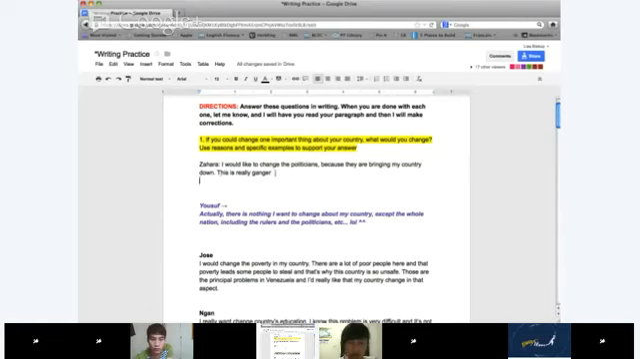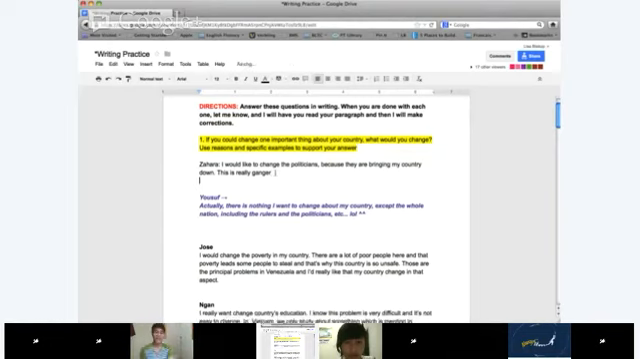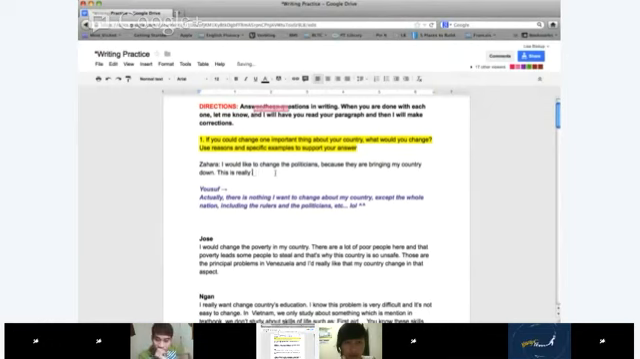Okay. So I wrote here, I would like to change the politicians because they are bringing my country down. And then what did you want to say here? This is really what? Dangerous? This is the correct, carrying down? Yes, bringing my country down. If you're bringing something, that means carry down is wrong. Okay, yeah. I got it.